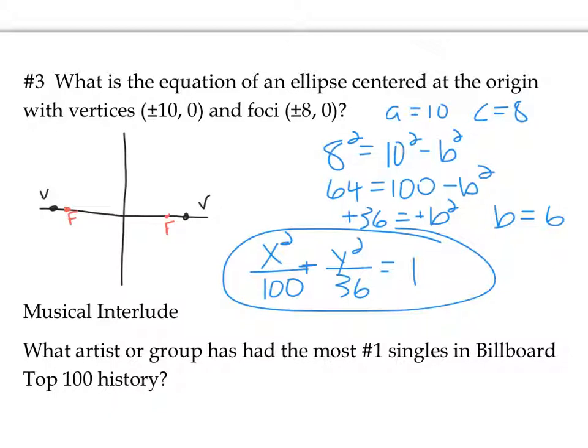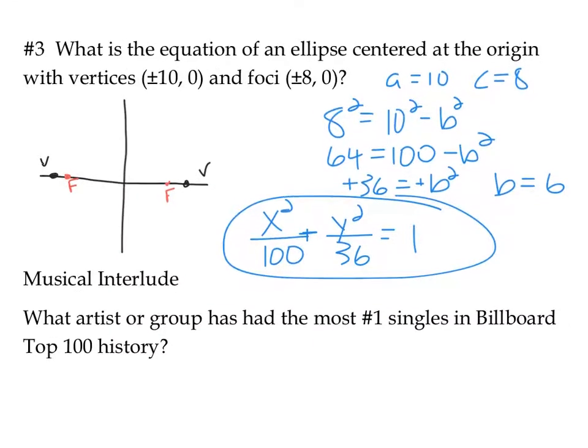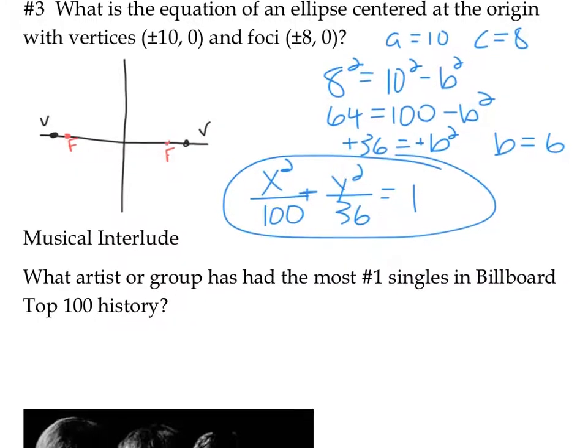So now let's take a little musical interlude. What artist or group has had the most number 1 singles in Billboard Top 100 history? All right, we'll start to reveal here. It is a group, not a singular artist. So let's see if we can figure this out as it starts to come into picture here.